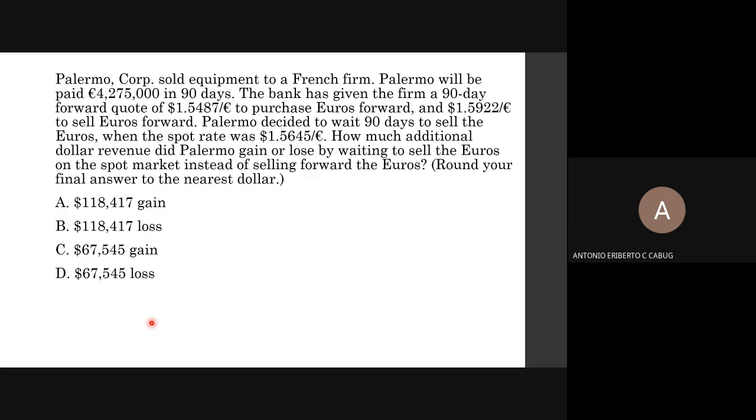Okay? So now let us have some calculations. By the way, linawin ko lang ha. In this problem, pag sinabing to purchase, yung company yung bibili ng euro. To sell euros, the company is the one who's going to sell the euros. Just to be clear, ha? Just to be clear, yun yung intention dito sa problem. Okay, I'll give you 2 minutes. Go.